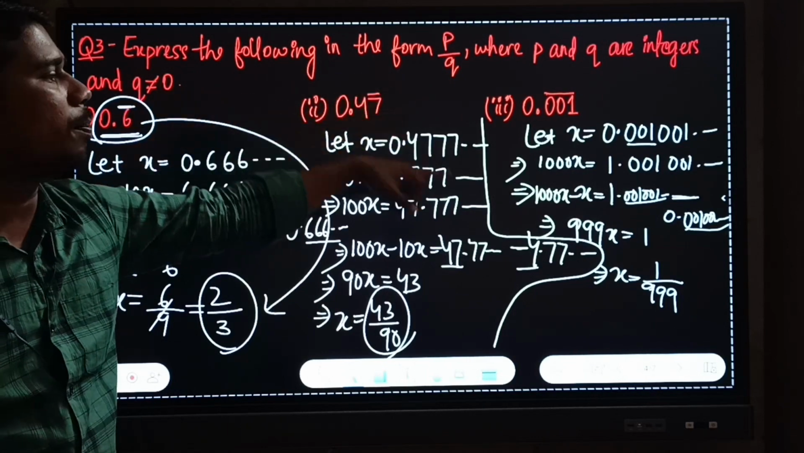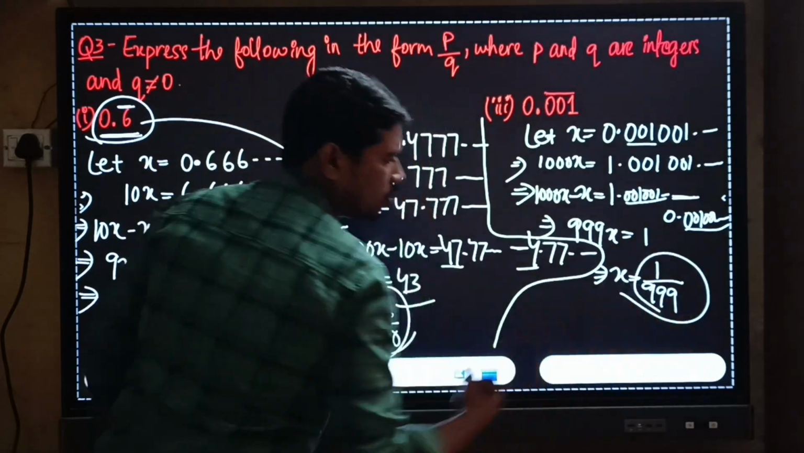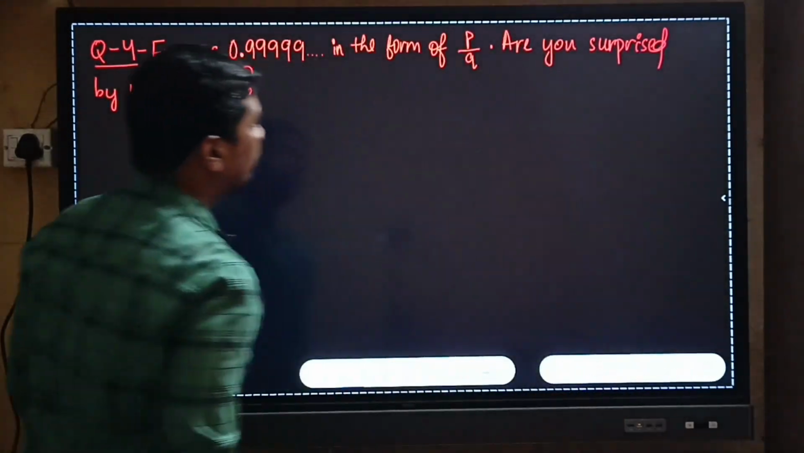So this is our following term. Express this following term in the form of p by q. All numbers are in the form of p by q. Okay. Now next question.